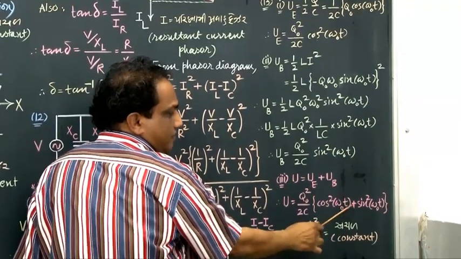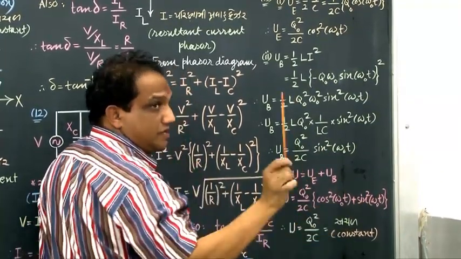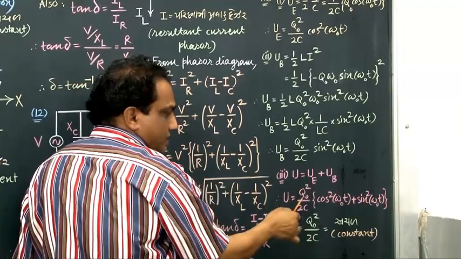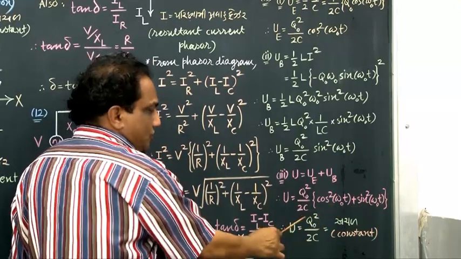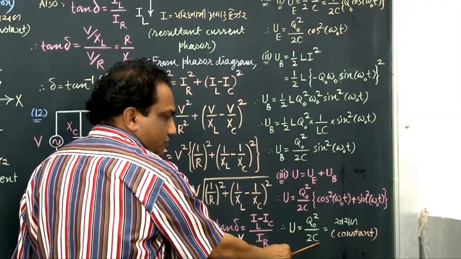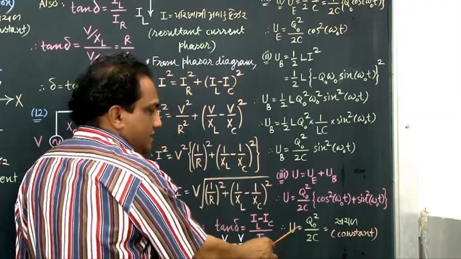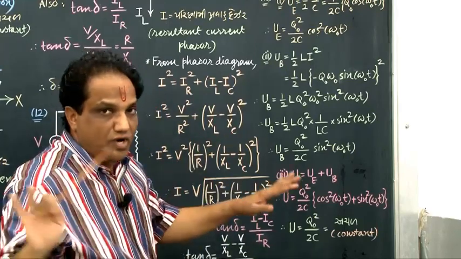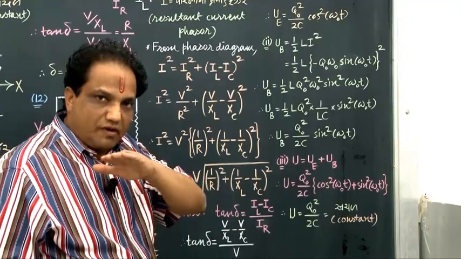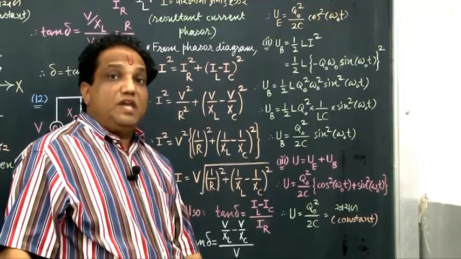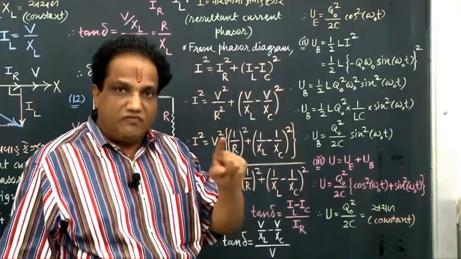Cos square omega 0 t plus sine square omega 0 t is 1, and 1 into this will be the same only. So it is Q0 square upon 2C. Because Q0 is constant and C is constant, this right hand side and hence the left hand side does not depend on time. When it does not depend on time, with respect to time it will remain constant. Time invariant, you can say, time invariant.